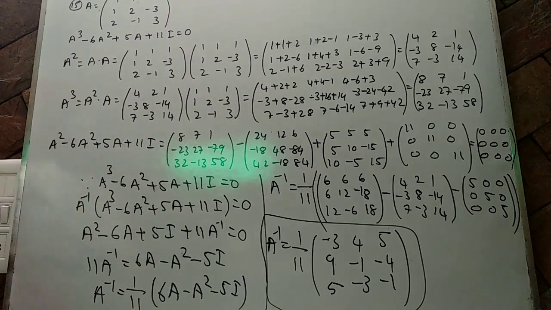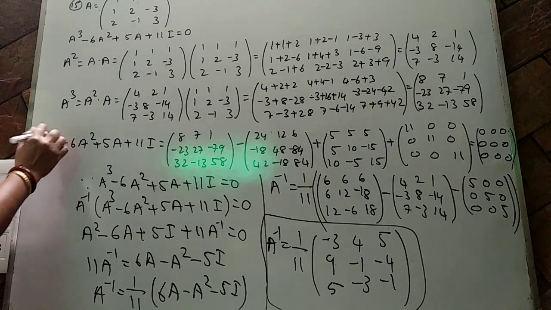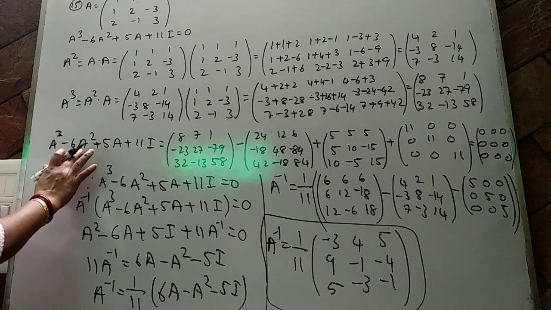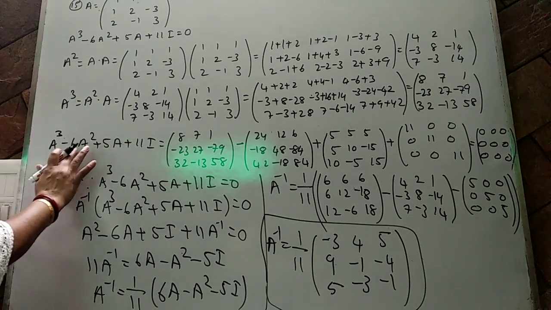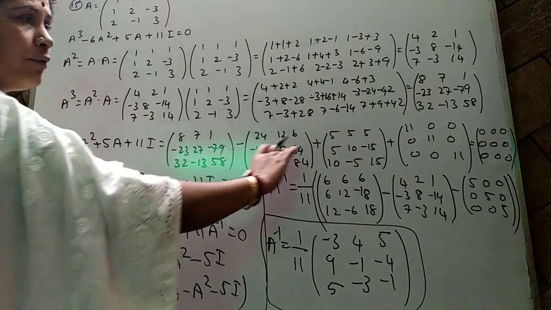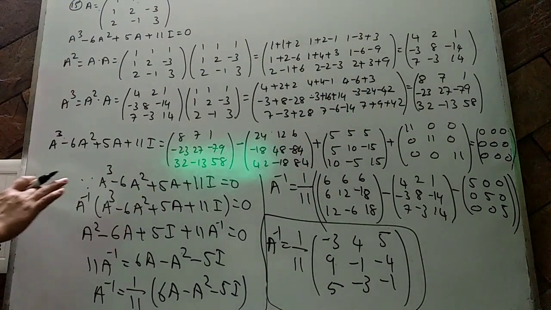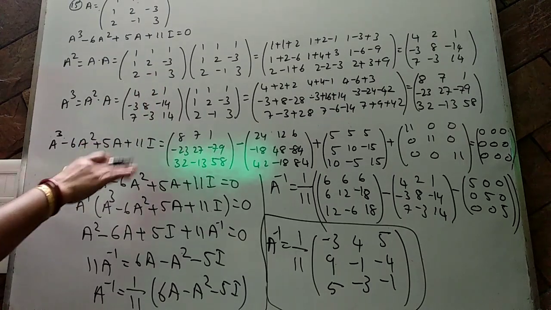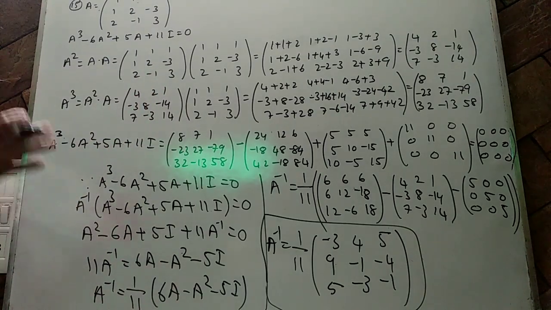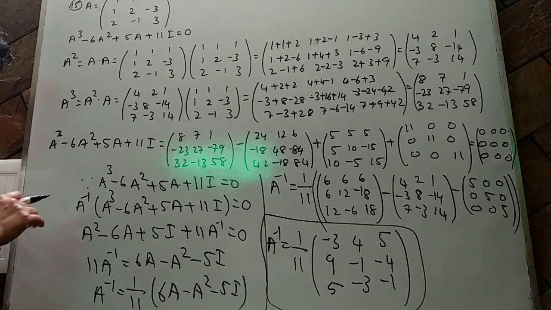Now I have taken the equation. This is A cube, so I have replaced all the values of A cube, and then I multiplied A square by 6, and then 5A plus 11I I have written here. If I do the calculation, I am getting null matrix. If you are getting null matrix, then only we can proceed. Otherwise, it is not at all possible. Now, and hence find A inverse, they are asking.